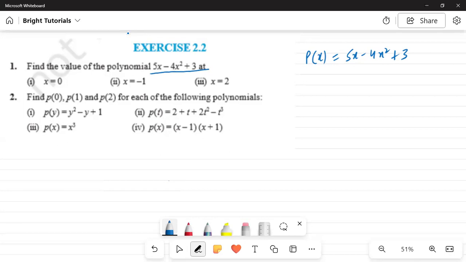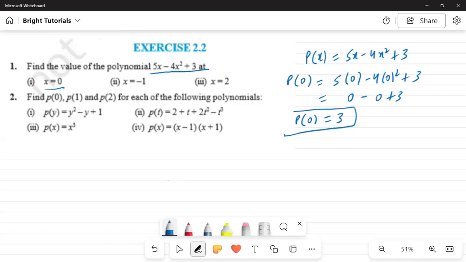Now, we have to find the value of this polynomial at x equal to 0. So what do we do? We only put the value of x as 0 here, because we have to find the value of the polynomial at x equal to 0. Wherever x is present, we will put 0. 5 times 0 minus 4 times 0 whole square plus 3. The value of 5 multiplied by 0 is 0. 4 multiplied by 0 square is 0, plus 3. So the value of this polynomial at x equal to 0 is 3. In this way, we have to solve these questions.